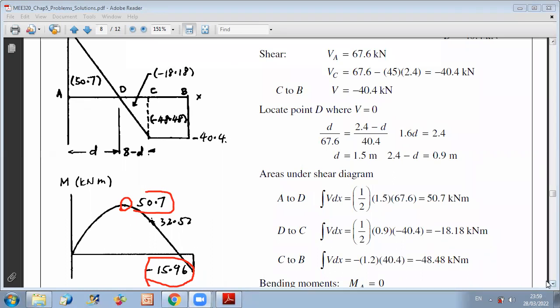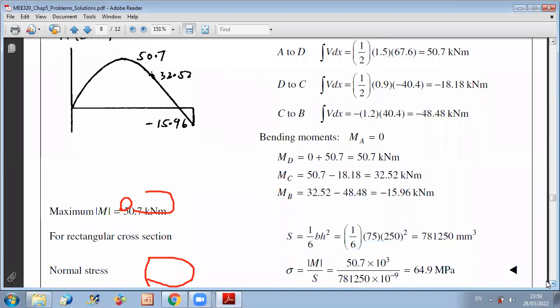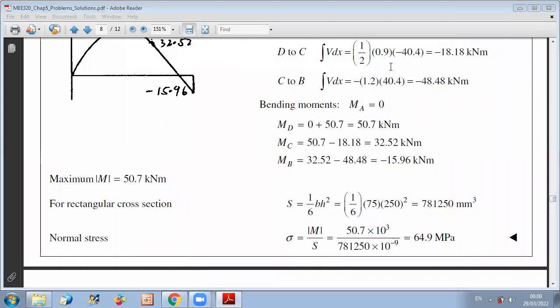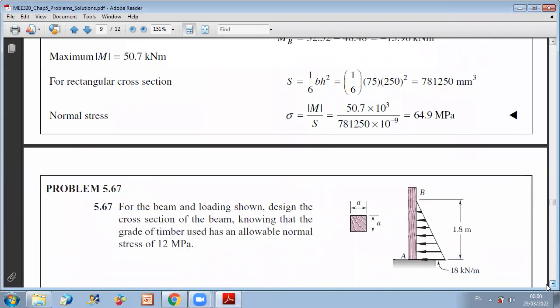Then you can calculate the maximum normal stress for tension and compression as sigma equal to M over S, where S is calculated as b h squared over 6 because it's a rectangular cross section. So this problem can also be used as practice because it's the same concepts that are repeated. Let us do something new.